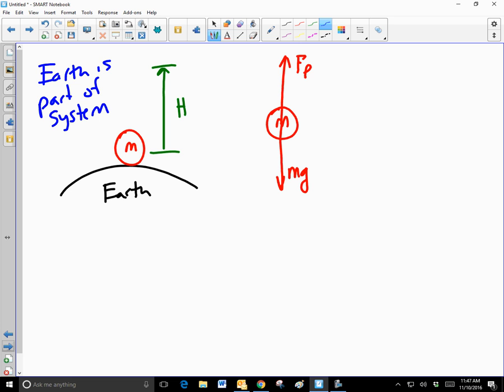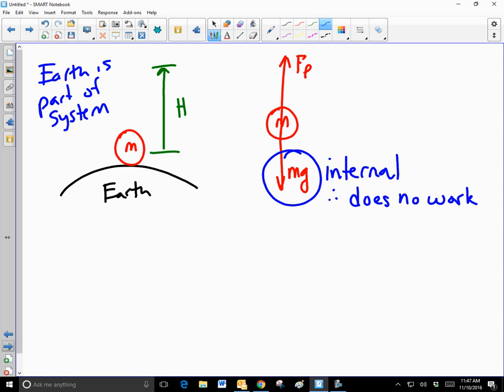Since the Earth is a part of our system now, this force is internal to that system. It's a part of this mass-Earth system. Therefore, it does no work. So when we say how much work does gravity do, 0. It does nothing because it's inside the system. Just like trying to push in your chair, you can't do work. You can try to apply forces all you want. And you can push on your arm really hard, but that's not going to make the system go anywhere. That's not going to change the velocity of the system or make you rise up.